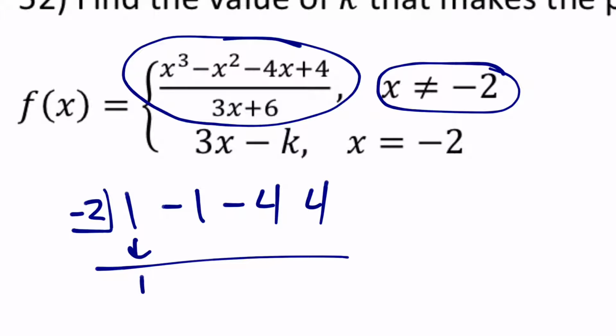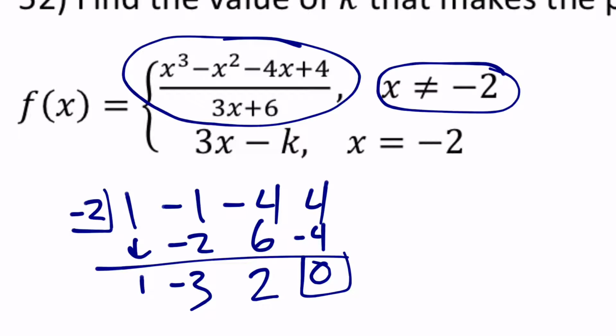+1 times a -2 gives me a -2. -1 minus 2 is a -3. -3 times a -2 is going to give me a +6. 6 minus 4 is going to give me a +2. And a 2 times a -2 is going to be a -4, which is a good thing because I get a remainder of 0, which means there was, in fact, a hole and it has now been removed. So what am I left with?